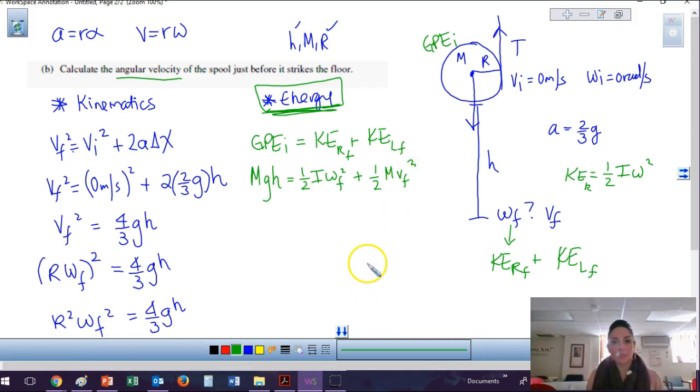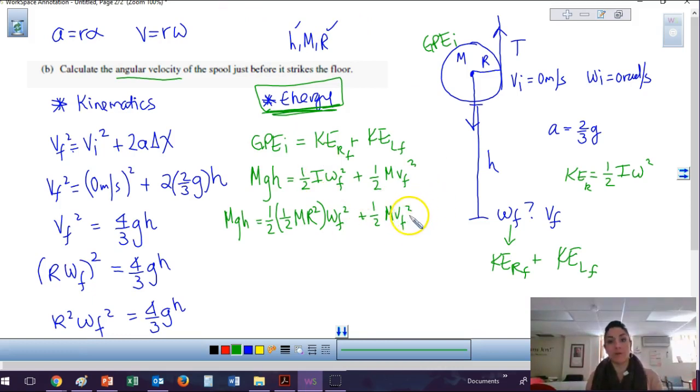So let's go ahead and plug in I, because we're almost done here, but not quite. So I get mgh equals 1/2. Now remember from the previous slide that I is 1/2 M R squared, and then we have omega final squared, plus 1/2 M v final squared, like that. Okay. Now we're actually almost done, but our problem is this linear component right here. We don't want v. It's not an acceptable variable that we can use.